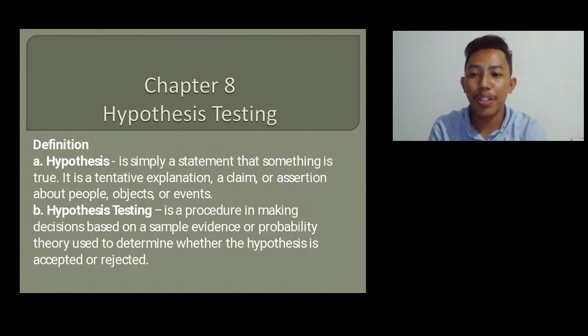So first, we are going to define what is hypothesis and hypothesis testing. A hypothesis is simply a statement that something is true. It is also a tentative explanation, a claim, or assertion about people, objects, or events. Hypothesis testing is a procedure in making decisions based on sample evidence or probability theory, used to determine whether the hypothesis is accepted or rejected.